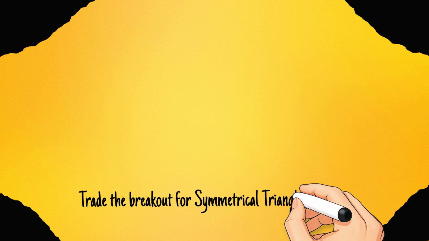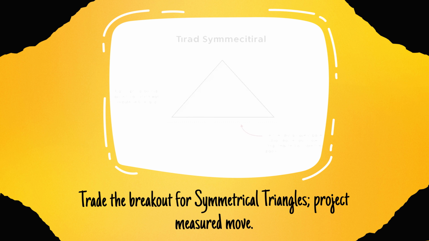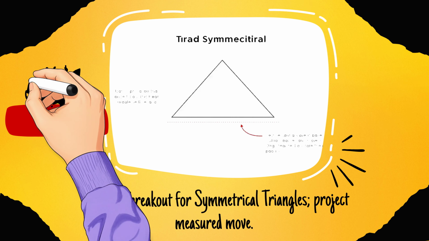Trading the symmetrical triangle, you wait for a decisive breakout and close above the upper trend line for long, or below the lower trend line for short. The measured move is the height of the triangle at its base, projected from the breakout point.